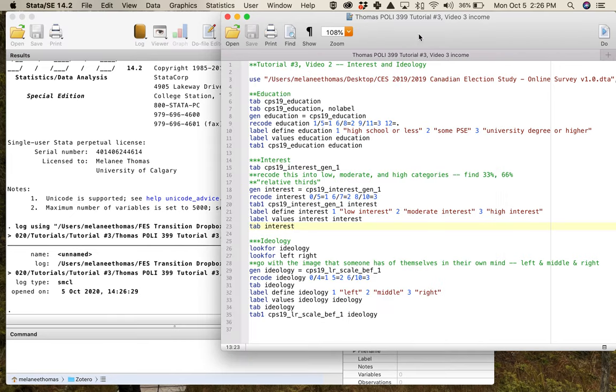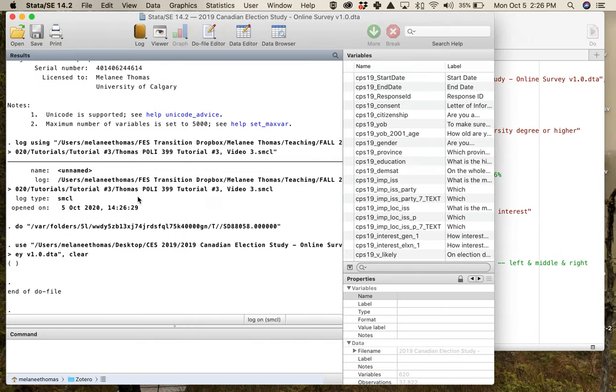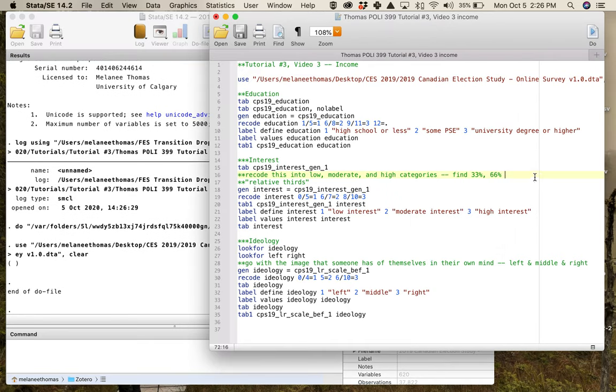All right. So this do file should start to be looking pretty familiar to you now, right? I will change this so that it's video 3 income. Okay. So you can see I've got my Canadian election study. I'm just going to do my little keyboard shortcut to make that run. I've got my data set loaded now.